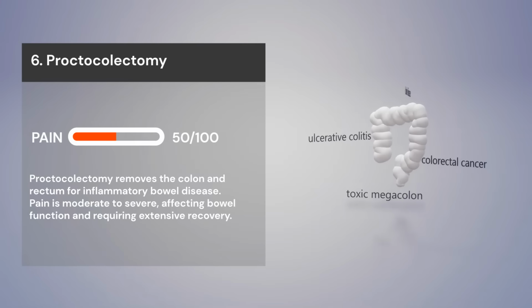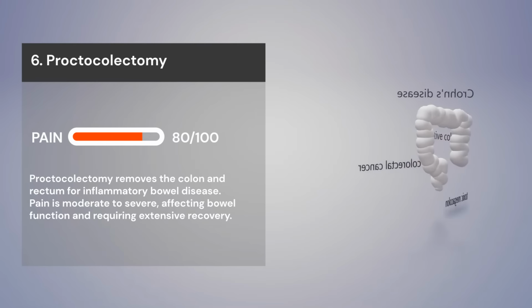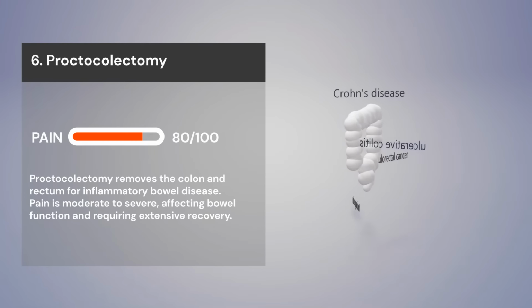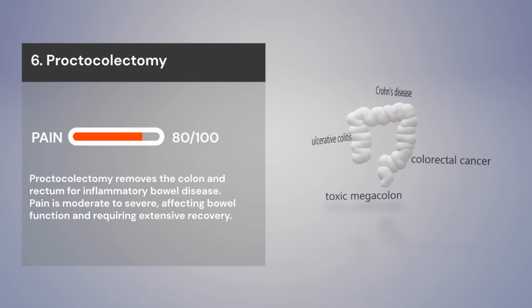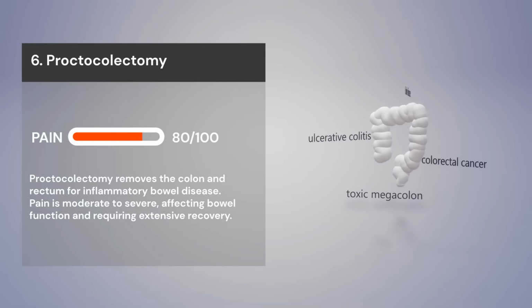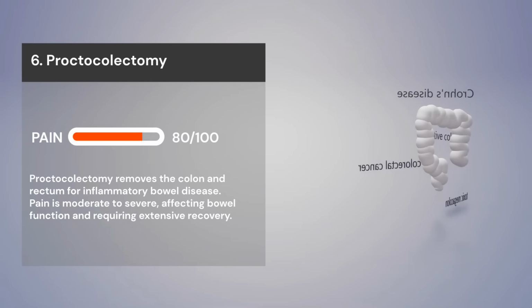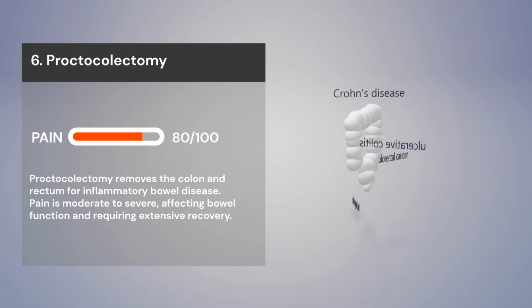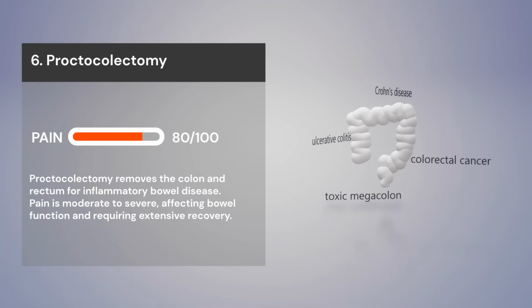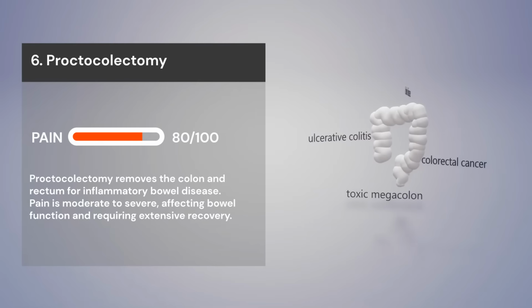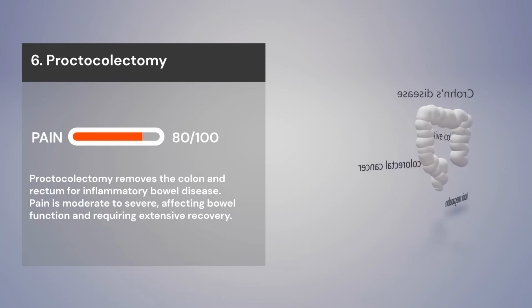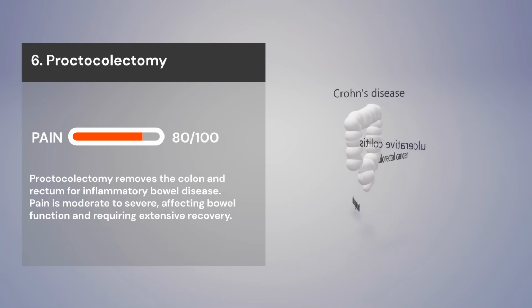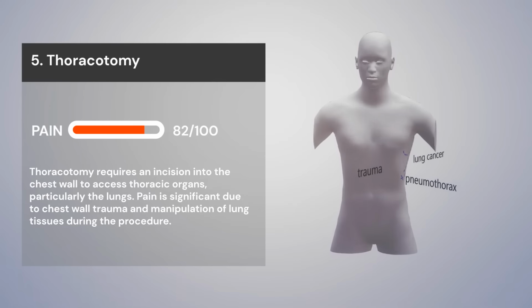Number 6. Proctectomy. Proctectomy is a surgical procedure that involves the removal of the colon and rectum. This procedure is necessary for patients with severe inflammatory bowel disease such as ulcerative colitis or familial adenomatous polyposis. The pain associated with proctectomy can be significant due to the extensive nature of the surgery and the impact on bowel function.